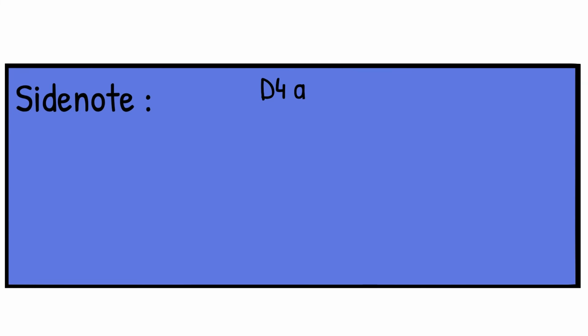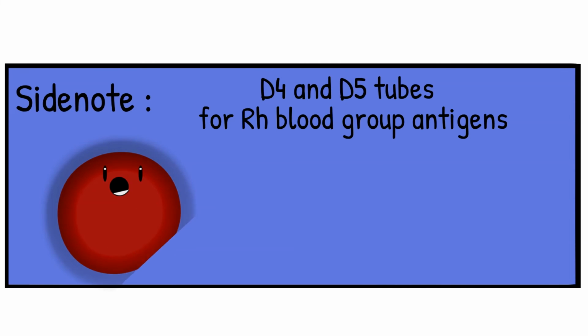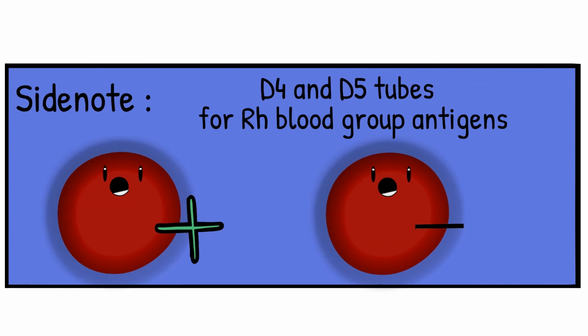Side note, the tubes that are labeled D4 and D5 are used for Rh blood group antigen testing. This is what gives persons positive or negative notations after the ABO blood type. Rh testing is routinely done together with the ABO blood type as it is the second most important blood group in transfusions and transplants.